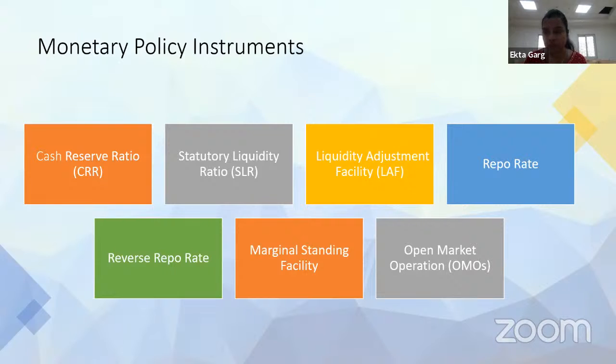RBI mandates commercial banks to give a certain amount of loans to the priority sector. Now, what are these priority sectors which are of prime importance for the economy? For example, agriculture, women empowerment, environment sustainability, right?